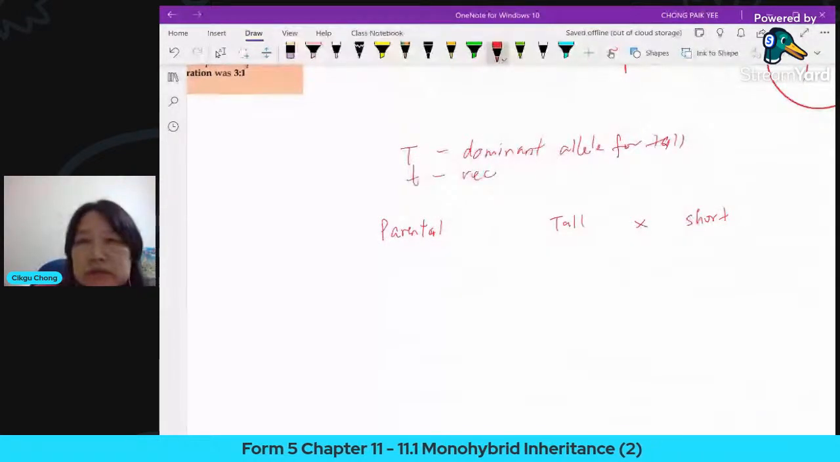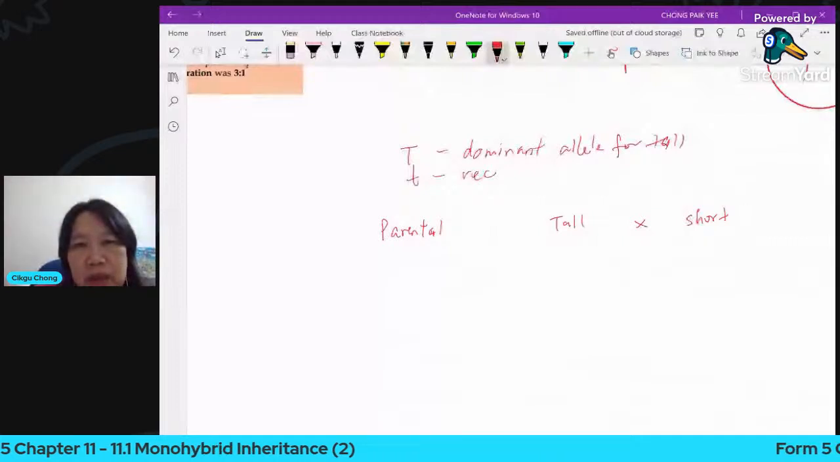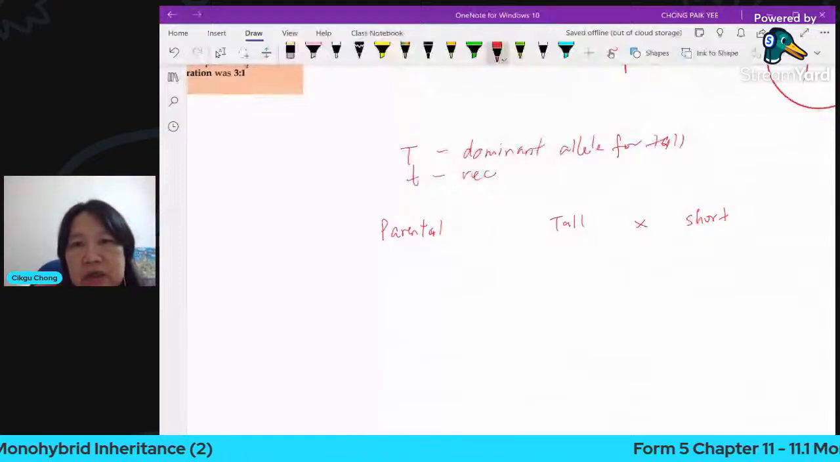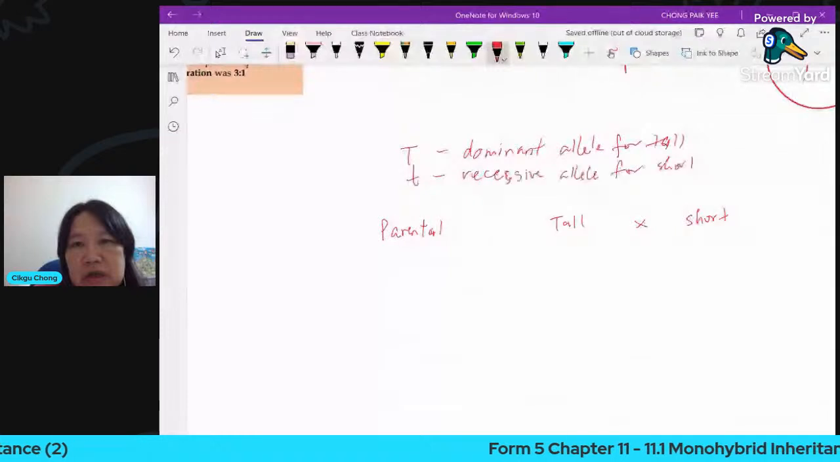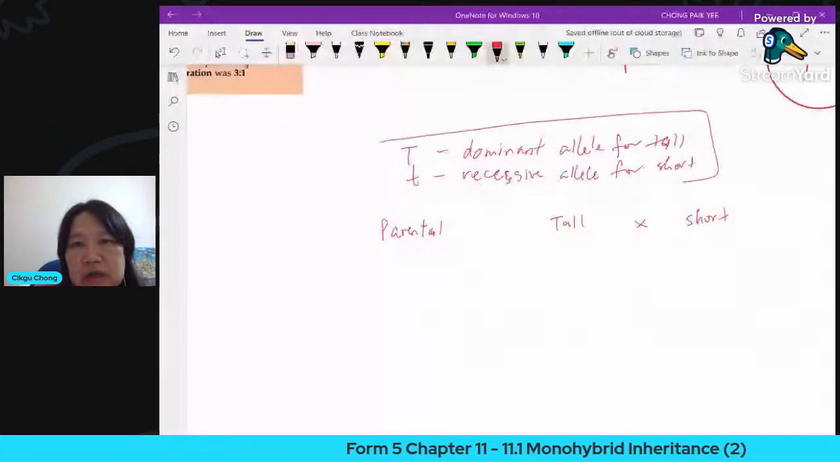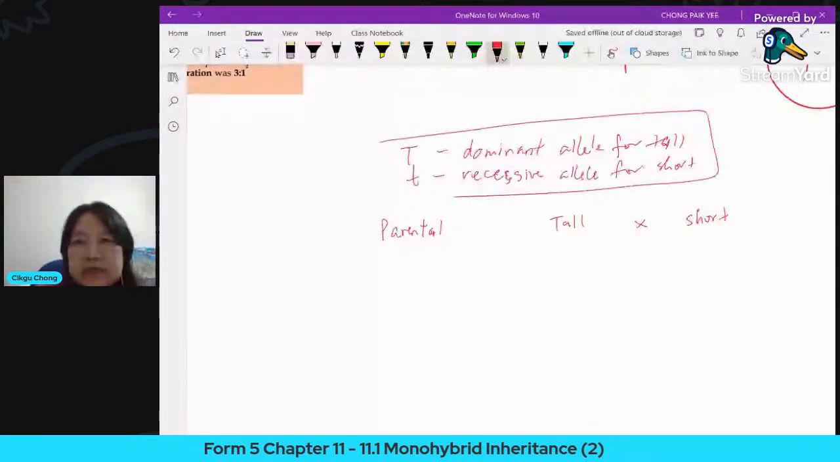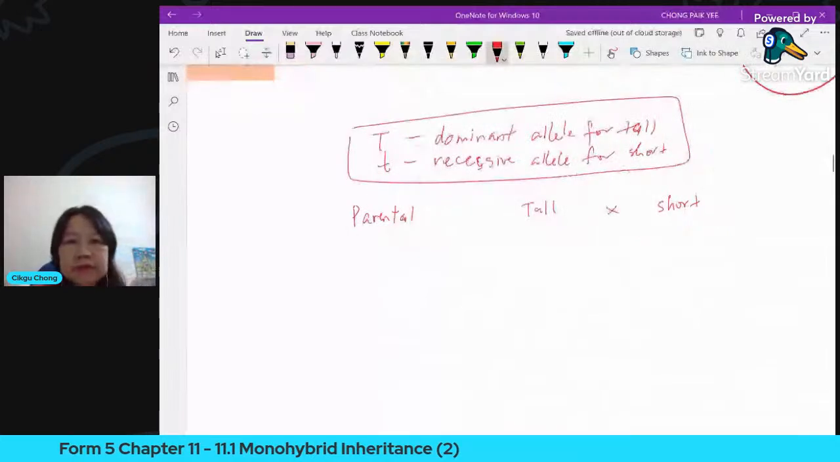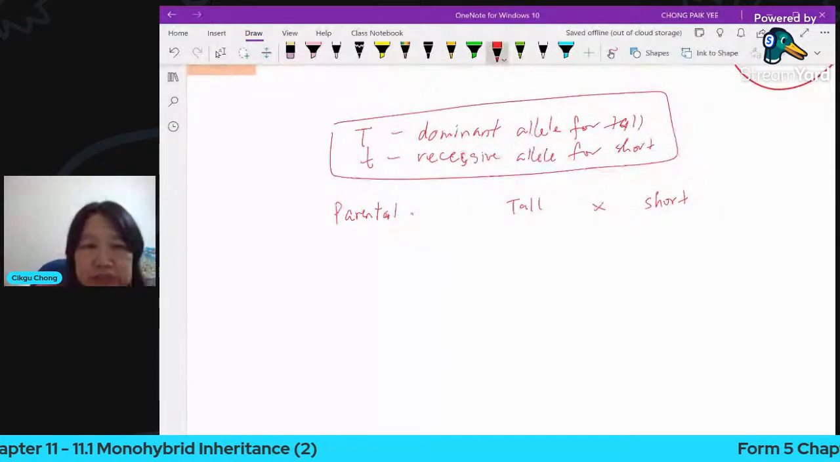I'm going to start from scratch. So please listen. This is how you answer questions for short or dwarf. Put short, okay, short is better. So you start with the key here first. Then you draw your parental generation.